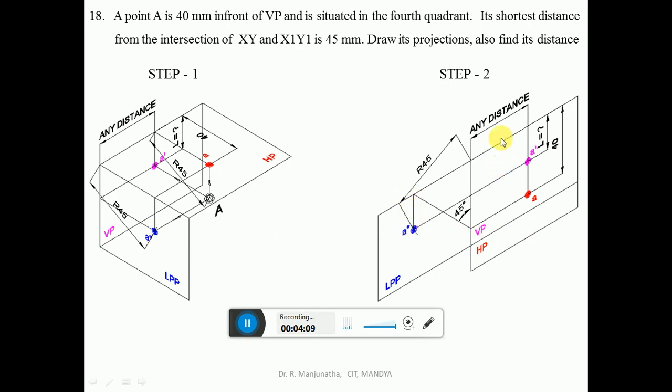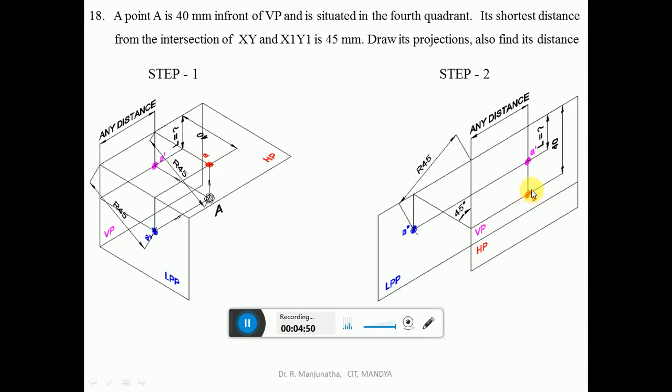To do that, first, both VP and HP will be below the XY line and LPP on the left side. Here the distance with respect to the profile plane, which can be any distance, will be seen in both VP and HP. So we consider from the X1, Y1 line, draw a vertical projector at some distance from the profile plane. Then the distance in front of VP is 40 mm. So we measure from the XY line the distance in front of VP, which will be on HP. Since HP is below the XY line, it will be below the XY line. So you mark that point.